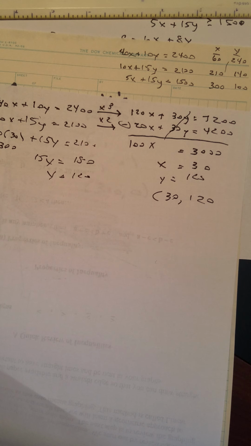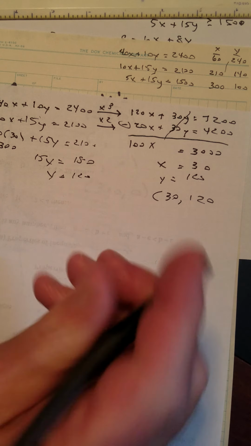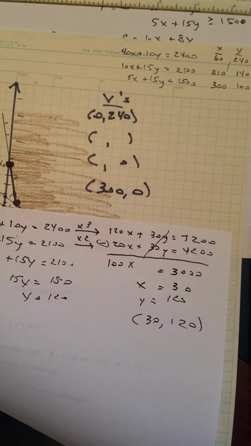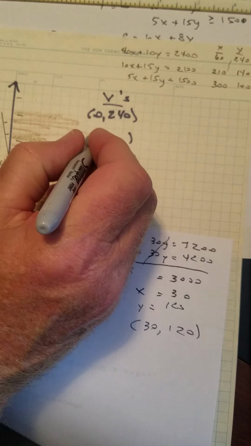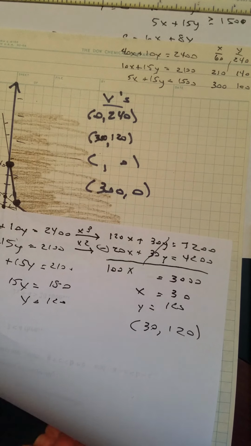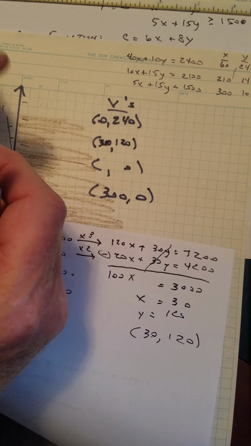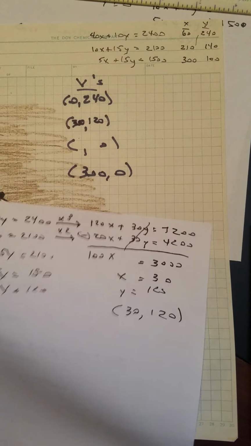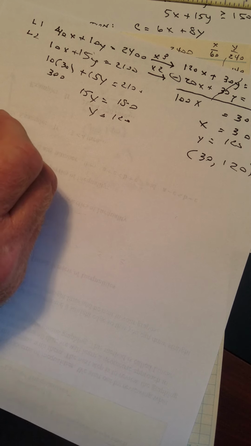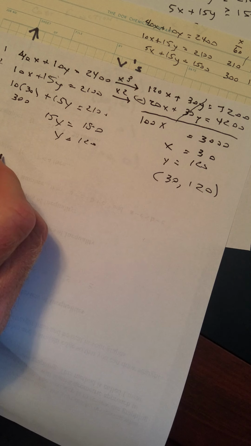Having trouble keeping everything on the screen. So when I go back to my graph, this point here is 30, comma, 120. Okay, last point is this one right here. This is L2 and L3. L2, L3. I'm going to try to get through this a little quicker so I don't bore you to death.